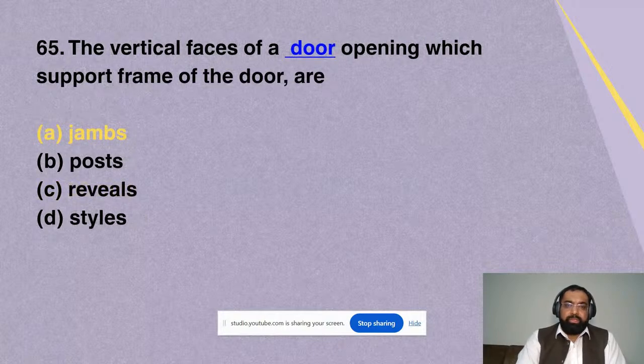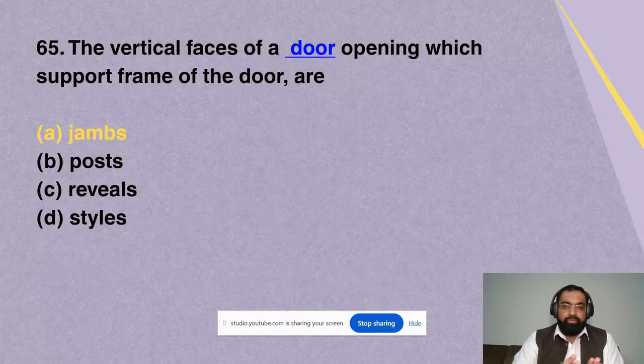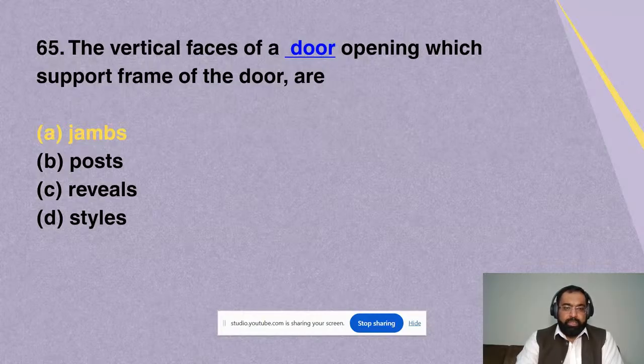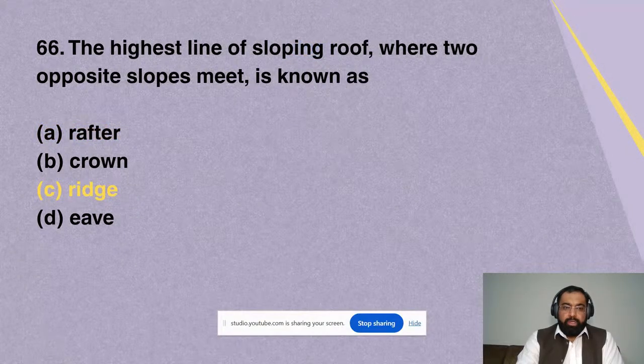65. The vertical faces of a door opening which support the frame of a door. So the frame is fixed on the vertical face of the door opening or wall. That is called: A. Jambs, B. Posts, C. Reveals, D. Styles. So that is called jambs. Jambs are the vertical faces of the wall which hold the door frame.